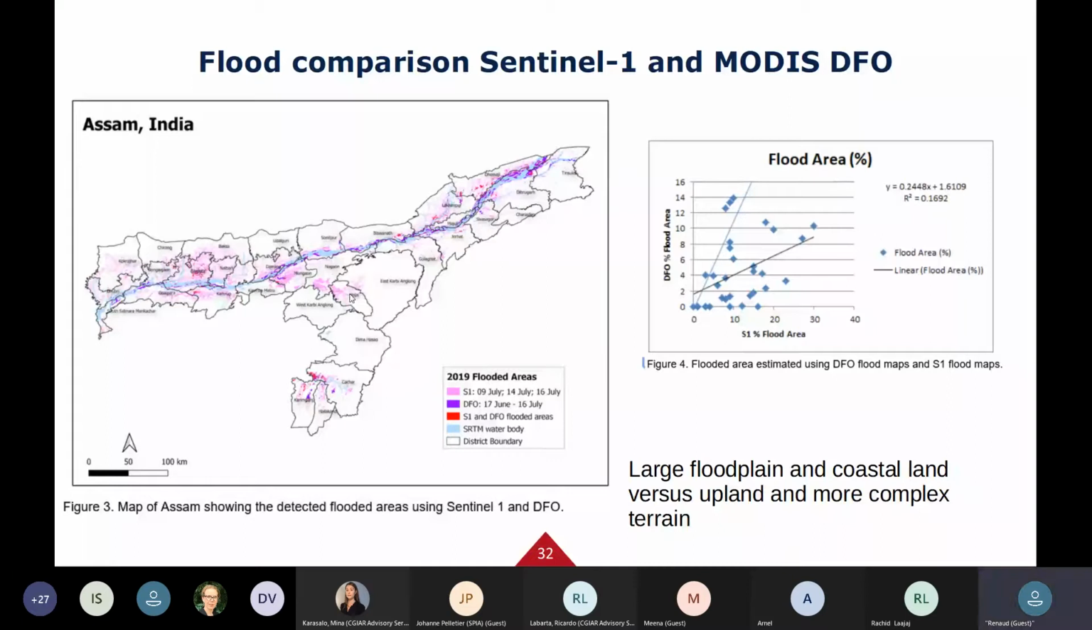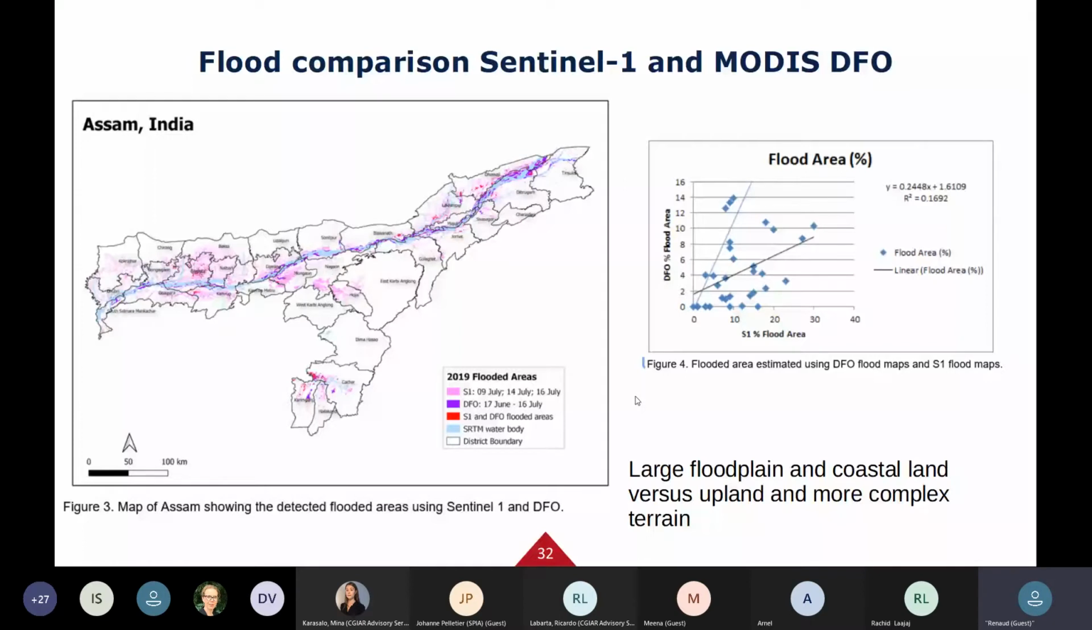Nevertheless, I think that Assam is a more complicated type of terrain than Bangladesh, where in Bangladesh you have bigger flood plains and coastal land. In Assam you have a more complex terrain. So I think that's what also explains the quite large difference between the two different types of products. But I think it's still interesting to report this and the potential of Sentinel to provide flood information.